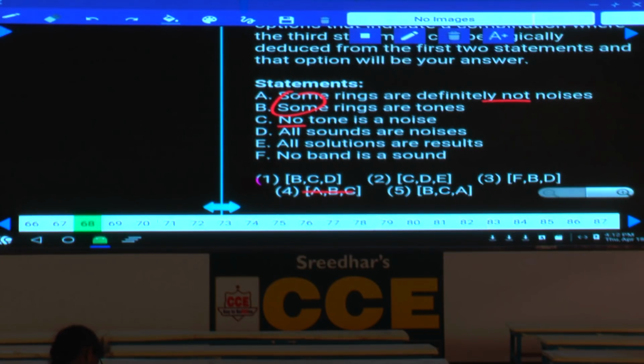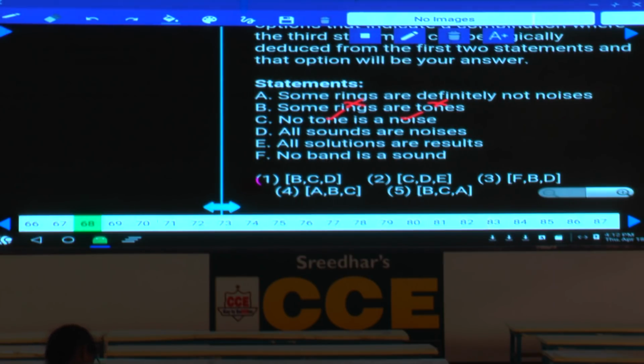Finally, we are left with only choice 5. Done with this, in choice 5, B, C and A. Now, in B, C and A, this is: some rings are tones, no tone is noise. Some rings are tones, these two are cross and cross. No tone is a noise, these two are tick and tick.